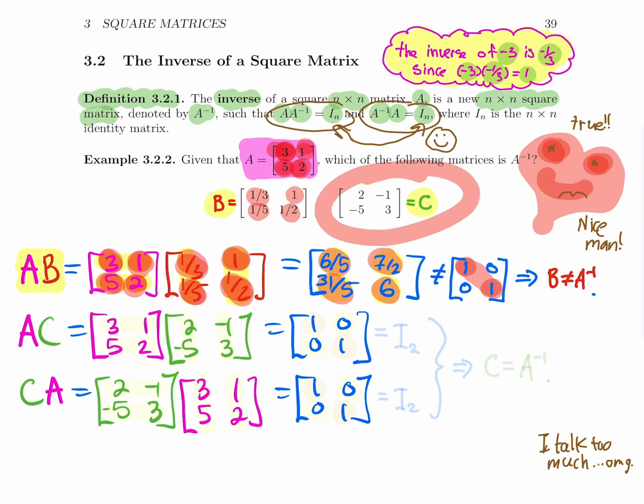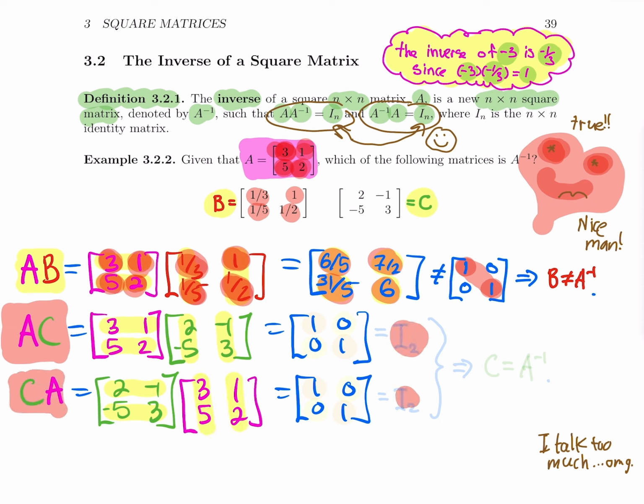Is C the right inverse for A? Of course, if it's not B, it must be C, but let's just verify by matrix multiplication. Again, here I'm going to compute A times C. I'm also going to compute C times A, and we will see that in both cases, this will give me the identity matrix. If you do the first product, 3 times 2 plus 1 times minus 5, boom, I get a 1, already feeling good.